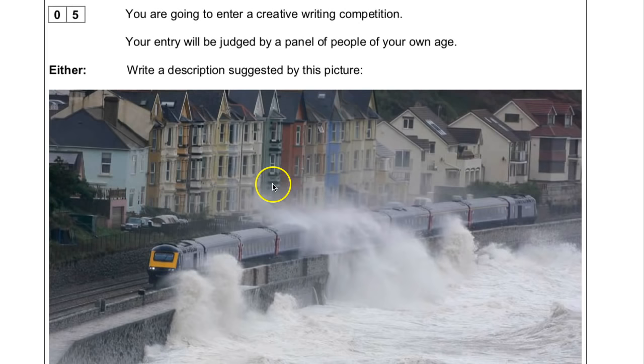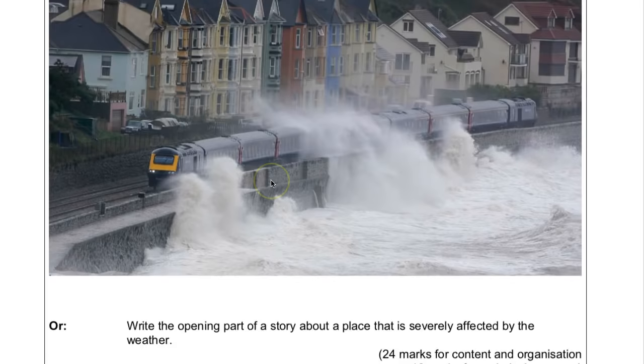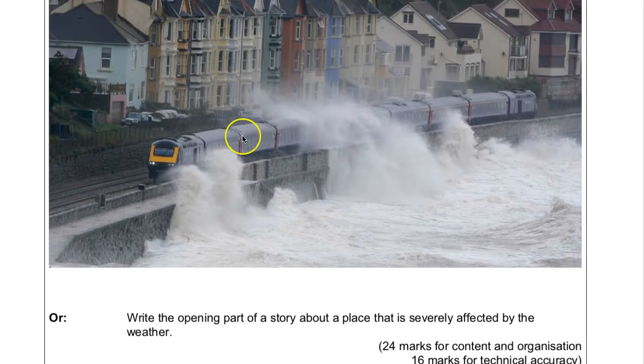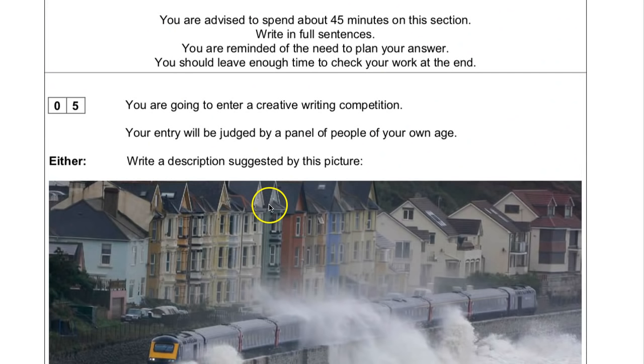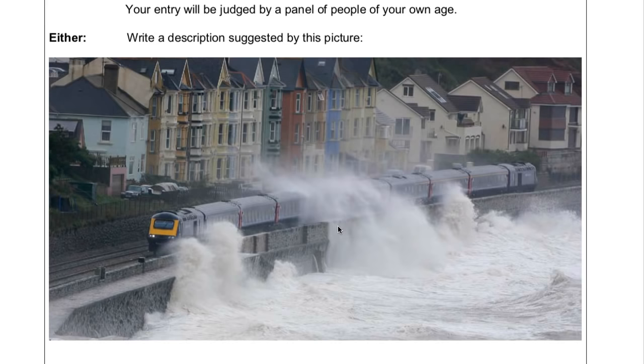So this is what it looked like on the first specimen paper, where you had a description based on a picture or the opening part of a story, which is related, and you could use the picture to answer that question or not. It's completely up to you. Now, the key thing that's going to be really relevant here is the word suggested. So your ideas can be based on the ideas this picture gives you. You don't have to start writing about things which are in the picture. However, alternatively, you could just write your answer based on what's in the picture. Again, that's completely up to you.